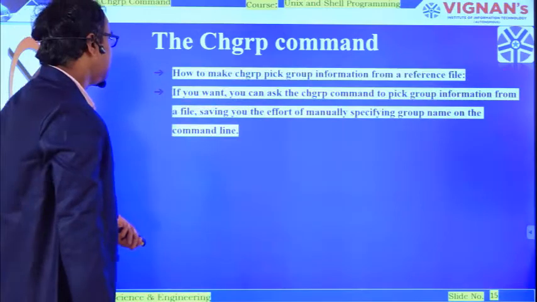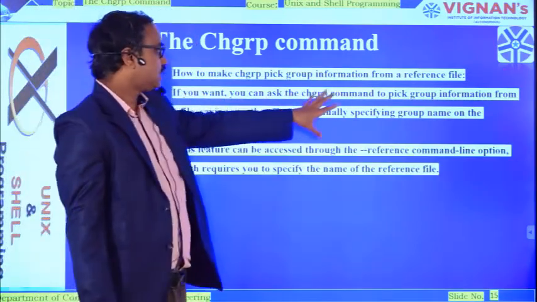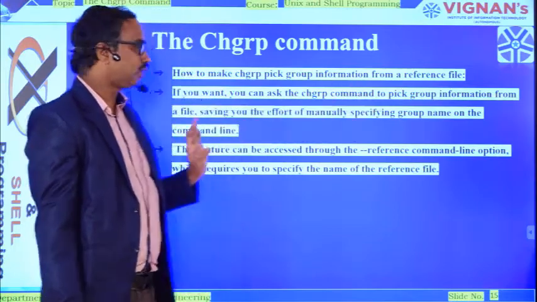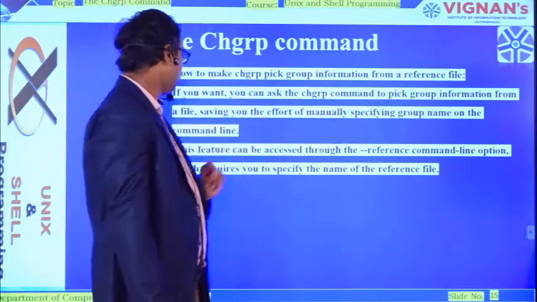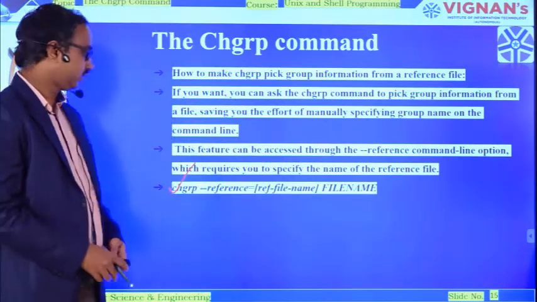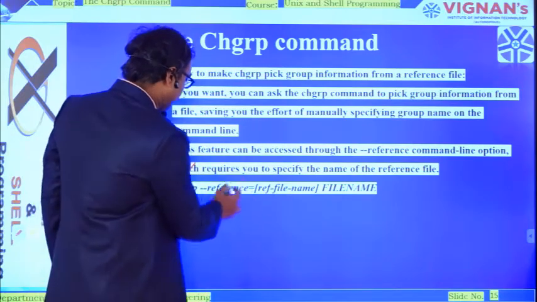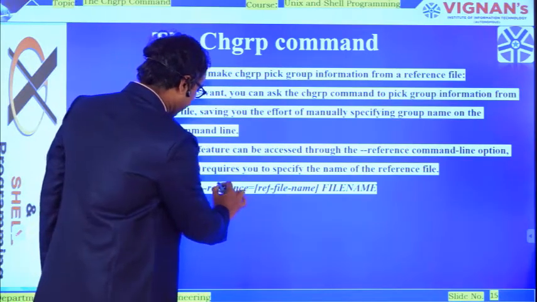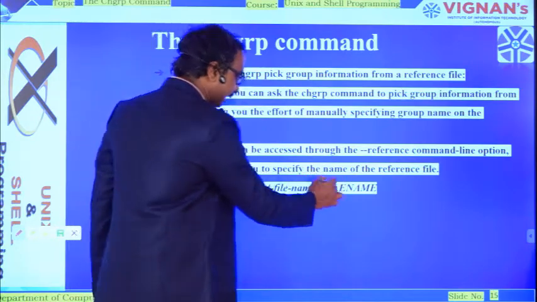So how to make chgrp pick group information from a reference file? You can ask the chgrp command to pick the group information from a file, saving you the effort of manually specifying the group name on the command line. This is the syntax. We add chgrp as it is, and in front of that we add --reference=reference file name, the file to which we are going to refer, and then the actual file name.